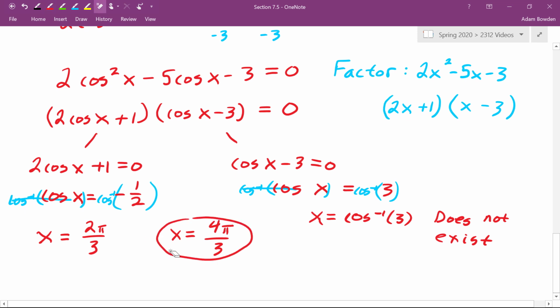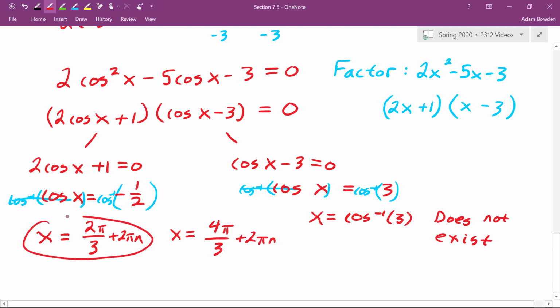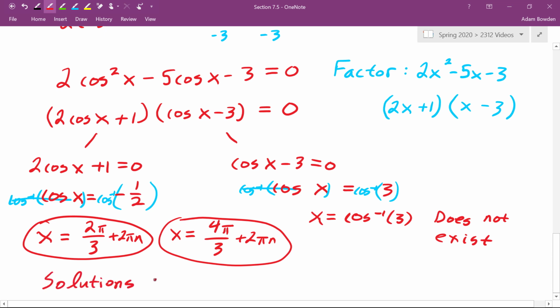Now generally we again add plus 2 pi n to both of those. That's for all solutions. And then the solutions in the interval between 0 and 2 pi would only be the 2 pi over 3 and 4 pi over 3.